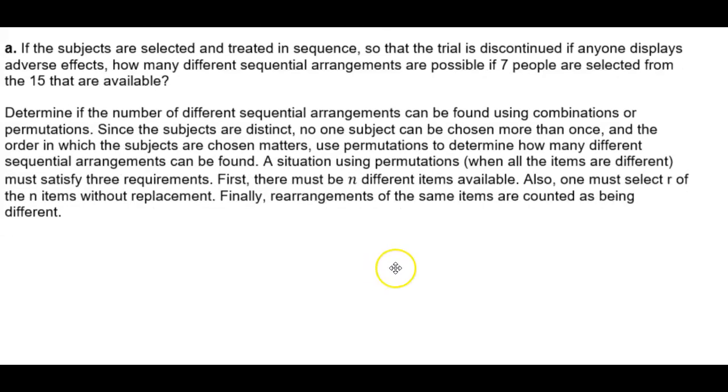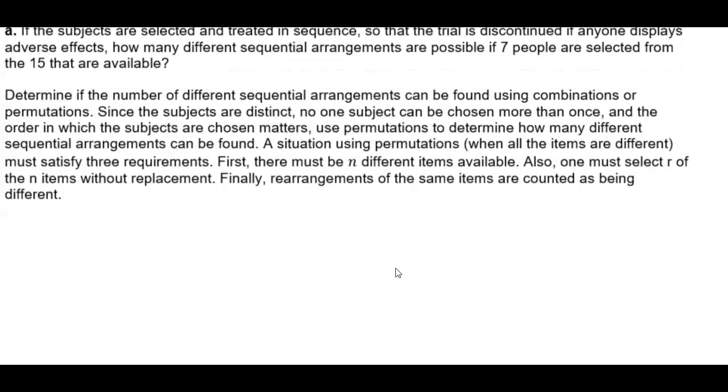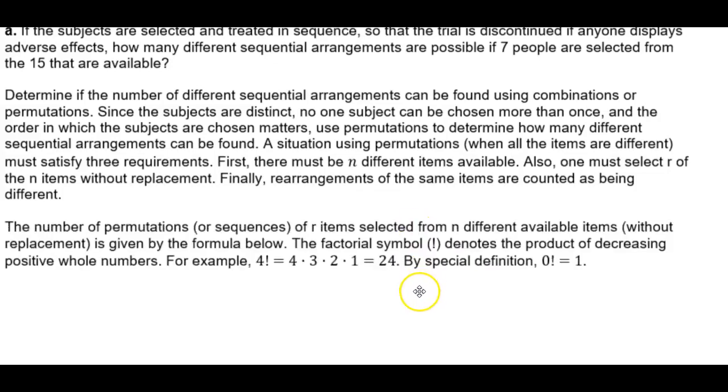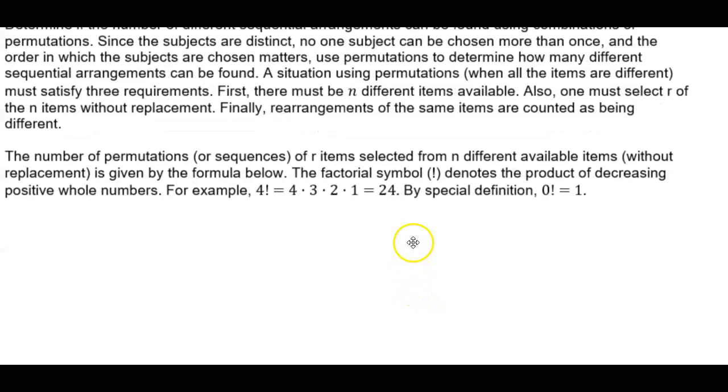A situation using permutations when all the items are different must satisfy 3 requirements. First, there must be n different items available. Also, one must select r of the n items without replacement, and then finally rearrangements of the same items are counted as being different. Now, the number of permutations or sequences of r items selected from n different available items without replacement is given by the formula below.